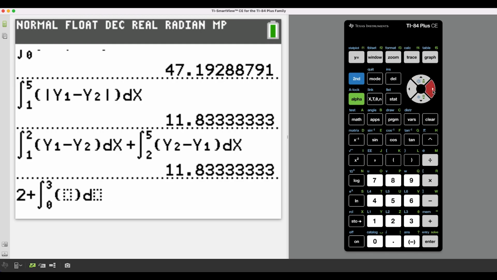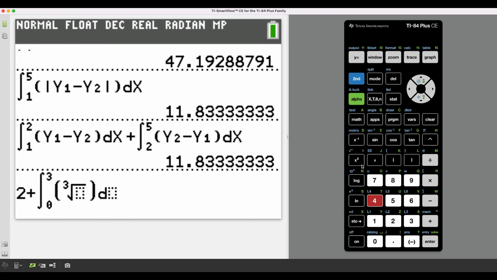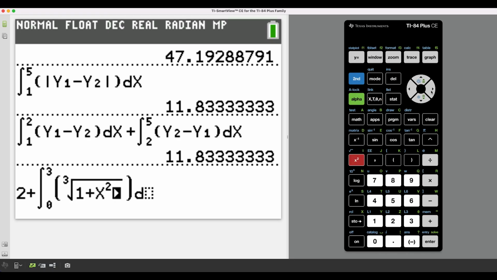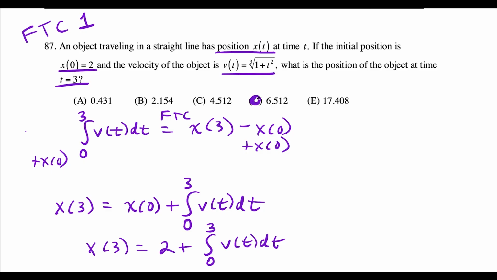And then our integrand, we have the cube root. We could press Math, and cube root is number 4. So we have the cube root of 1 plus t squared. But we're just going to go ahead and use x squared. And then we just punch in dx here. And now our solution is going to be 6.512. So we're going with choice D.